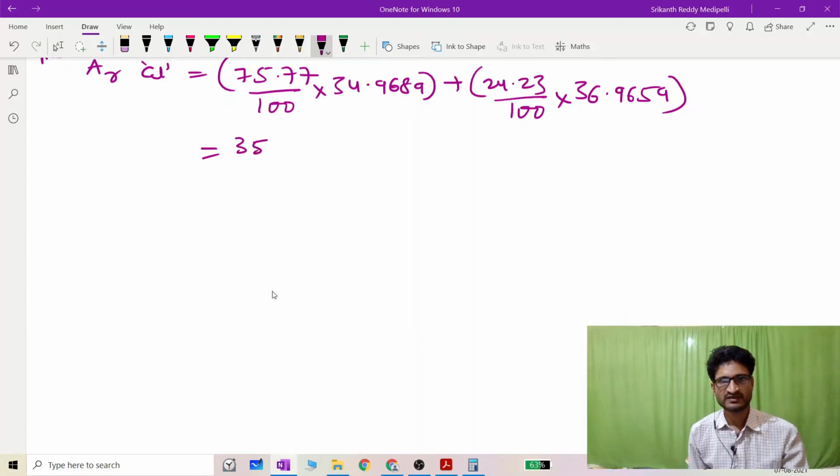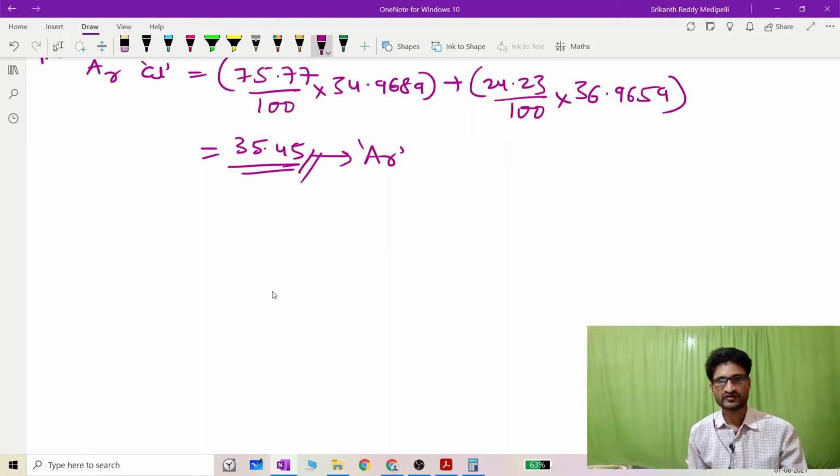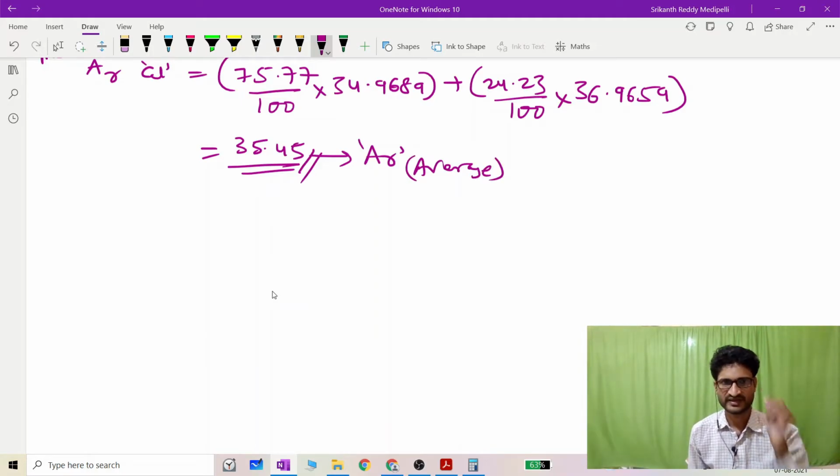35.45, that is the relative atomic mass of chlorine, and that is correct. So we got 35.45, that is the relative atomic mass, that is the average, actually average or mean atomic mass.